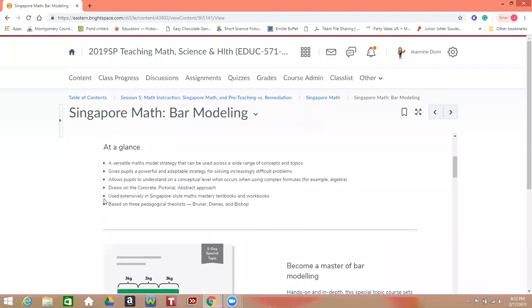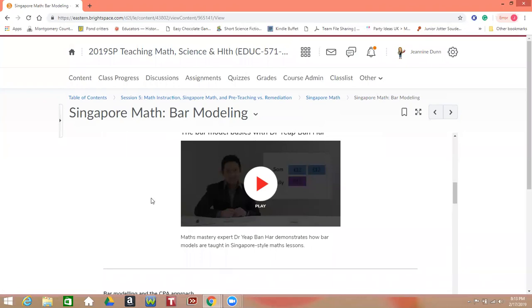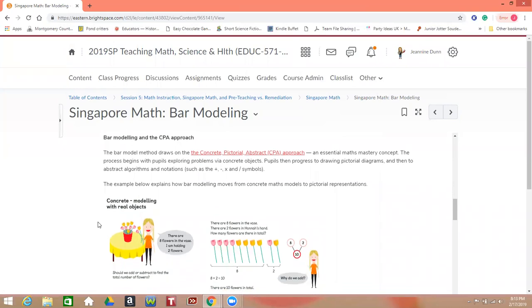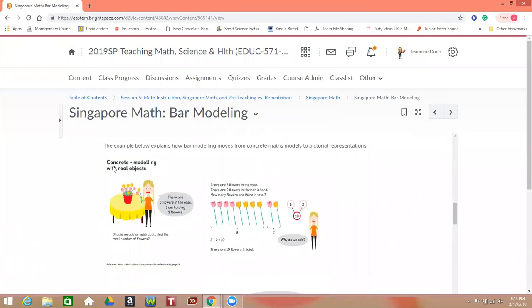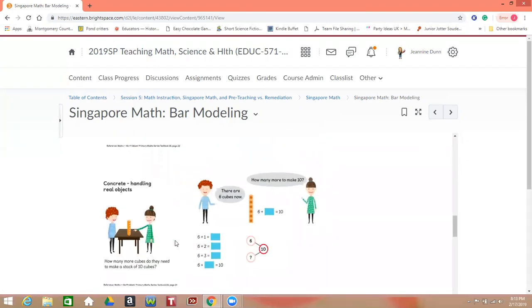They give an explanation as to why they're helpful, but it really bridges that gap between going from the conceptual to the abstract. Again, there's a little video there where he explains how to use unit bars. But what I like about this article is, if you scroll down here, it's again talking about providing examples of concrete modeling with real objects, and then going to pictures. All right, and then eventually when we're looking for unknown values, they're also showing that.